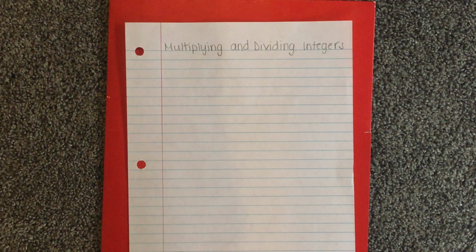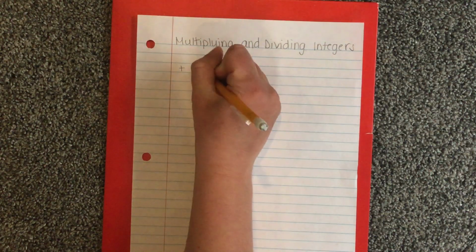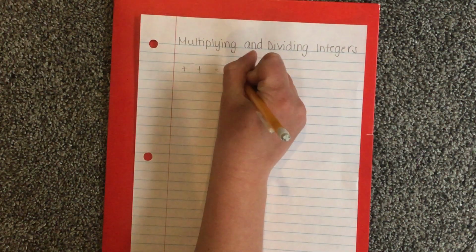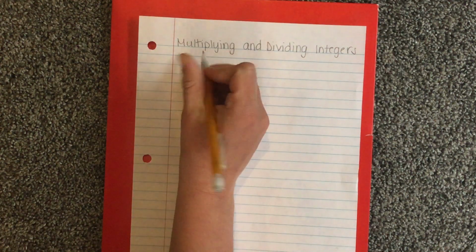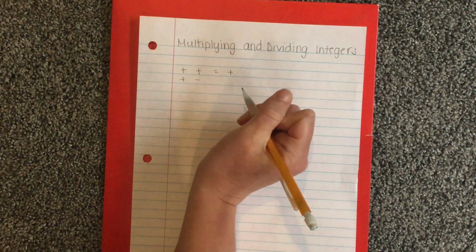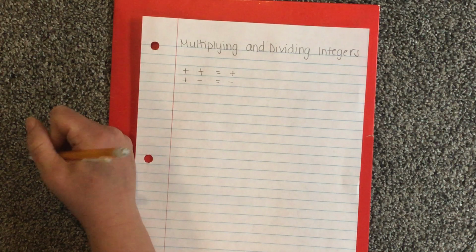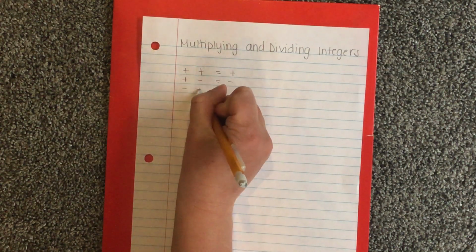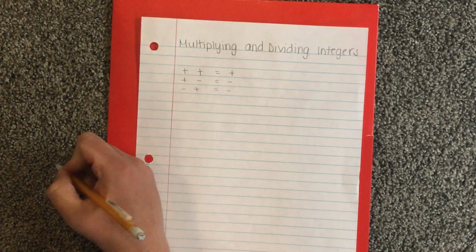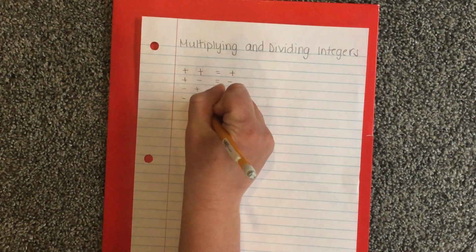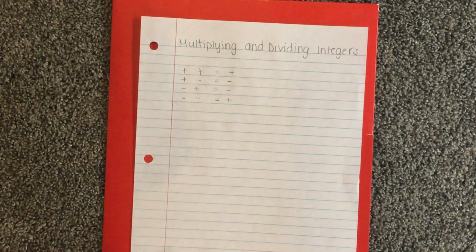So here's the set of rules that you're going to want to memorize. If you're multiplying or dividing a positive times a positive, or dividing a positive by a positive, your answer is positive. If you're multiplying a positive and a negative, or dividing a positive and a negative, your answer is negative. If you are multiplying a negative times a positive, or dividing a negative by a positive, your answer is negative. If you're multiplying a negative times a negative, or dividing a negative and a negative, your answer is positive.